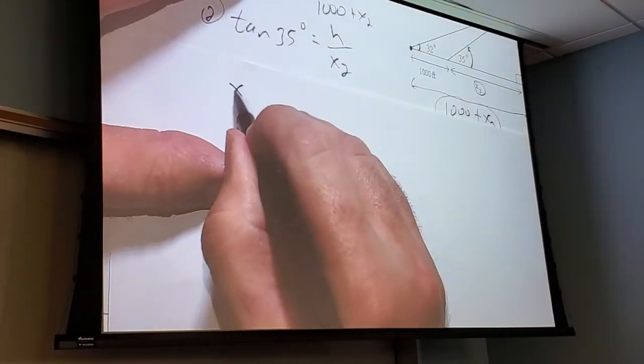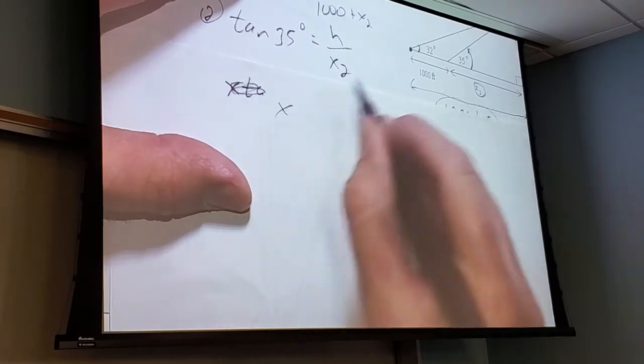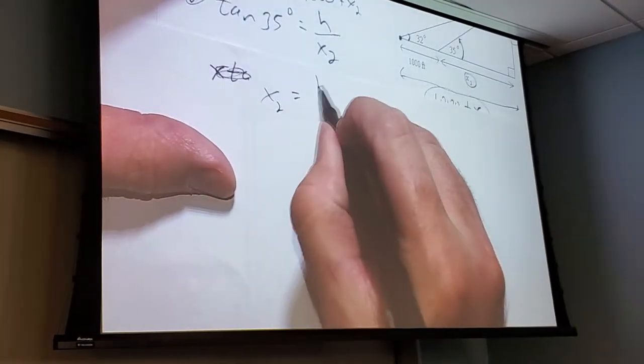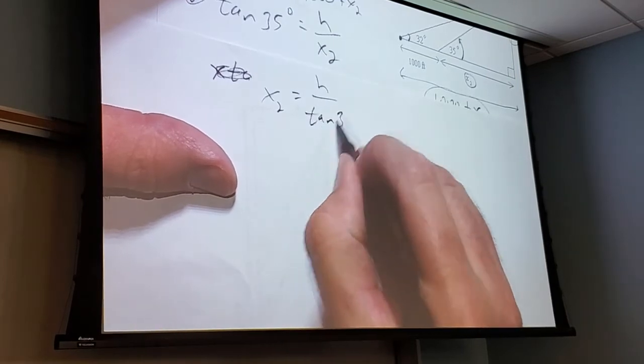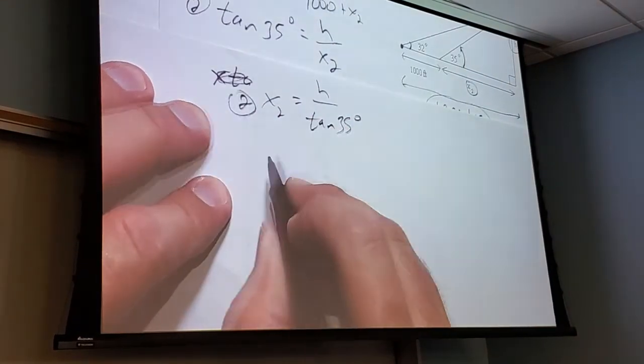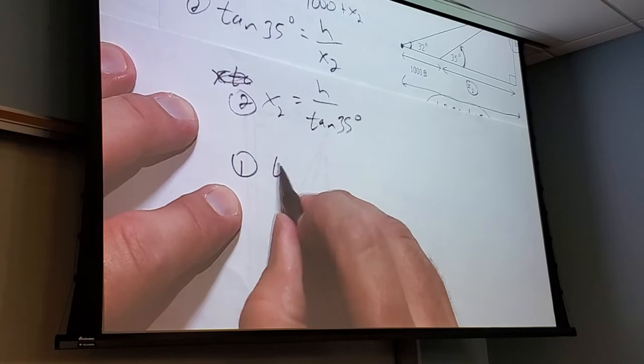Now I know x tangent, x2 equals h over tangent 35 degrees. That's what this tells me. Now before I plug it in, let's do a little work with this top one.